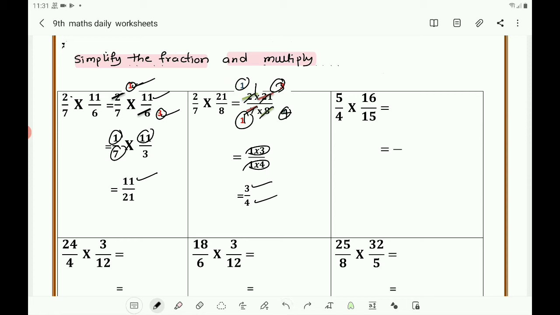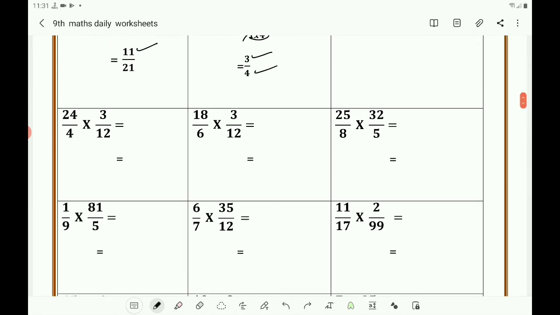Then take the next one, 24 by 4 into 3 by 12. Here also you can verify. 3 and 12 you can cancel, 4 and 24 also you can cancel, or you write this and this here and cancel that also. 12 1s, 12 2s, you can cancel directly.